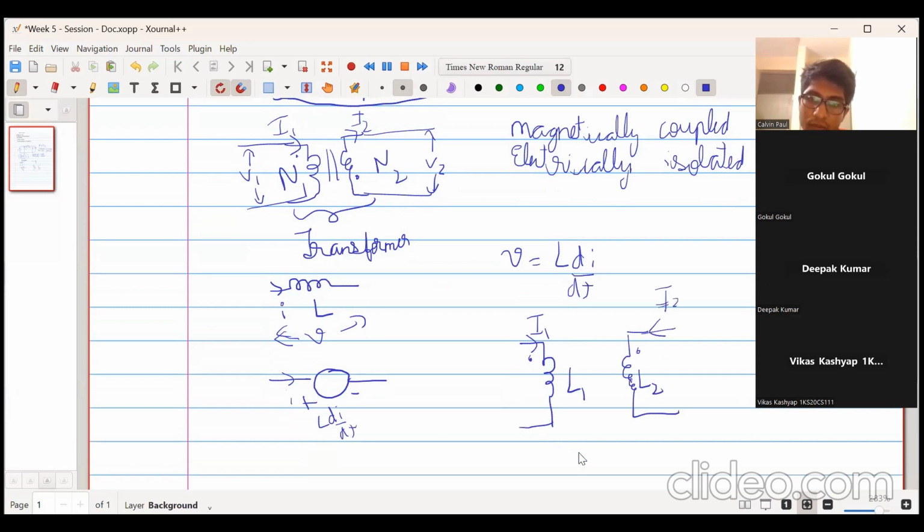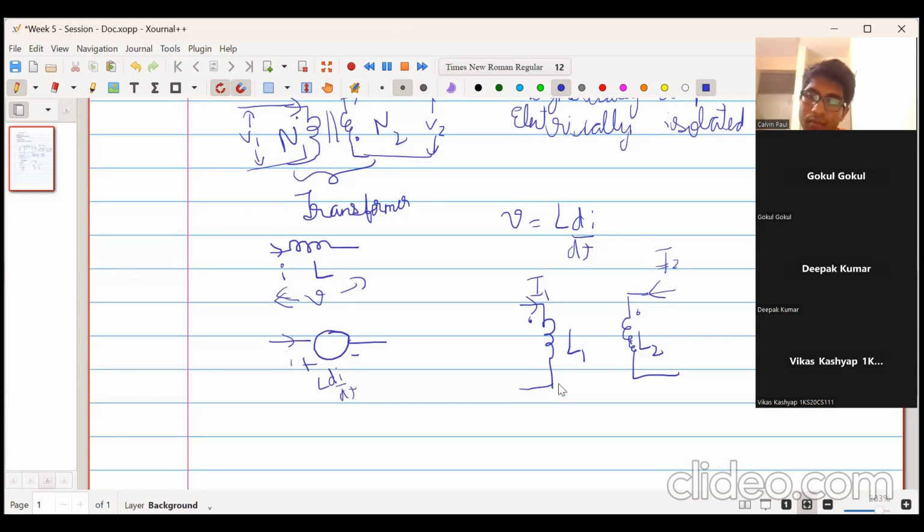Now, when current I1 flows through L1 and there's no current flowing through L2, that means the current I2 is equal to 0, and because these coils are magnetically coupled to each other by a mutual inductance M, if current I1 flows through this coil and current I2 is 0, then there will be a voltage induced in the second coil, and that is given by M into di1 upon dt. That is the voltage which will be induced.